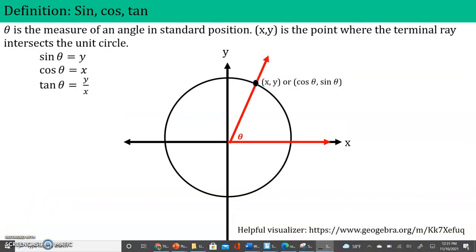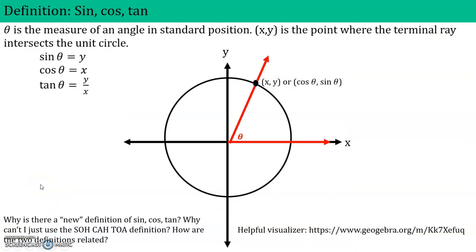A question that you might have in your mind right now is, why do we have these new definitions of sine, cosine, and tangent? Why can't you just use the SOHCAHTOA definition of sine, cosine, and tangent that you learned in geometry? The reason is that the SOHCAHTOA definition that you learned in honors geometry only applies to angles in quadrant 1. This new, more advanced pre-calc definition of sine, cosine, and tangent lets us talk about angles that are in the other quadrants.